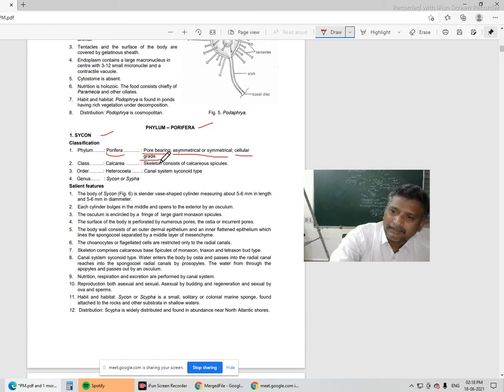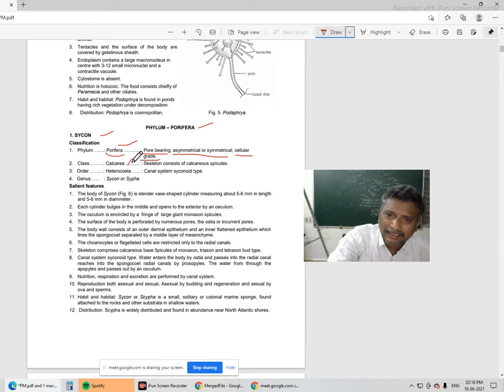So when we cut that organism, we do not get two equal halves, one character. We are unable to see even the tissue grade of organization. There will be only a cellular level of organization. So based on all these characters, such an organism may belong to Porifera.